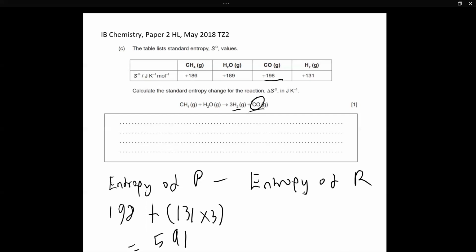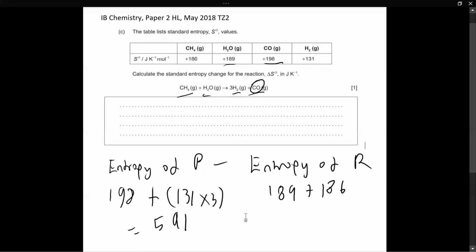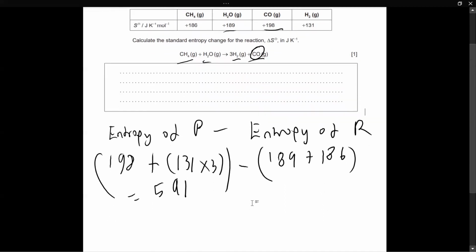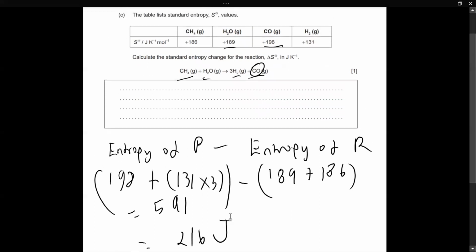What about the entropy of the reactants? Well, our reactants are water and methane. What is the entropy of water? It's 198. Sorry, 189. My apologies. And what is the entropy of methane? It's 186. So we have to do this sum where we subtract the entropy of reactants from the entropy of products, and we get our answer as 216 joules. Now remember, the unit's a bit different over here.